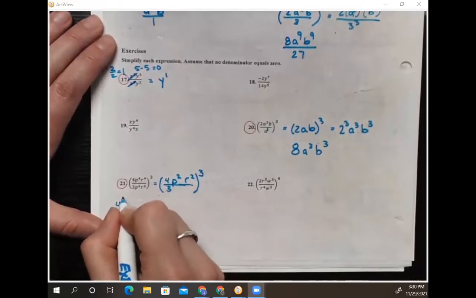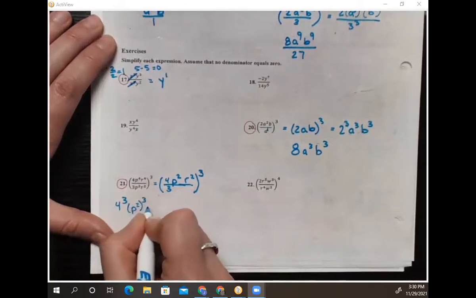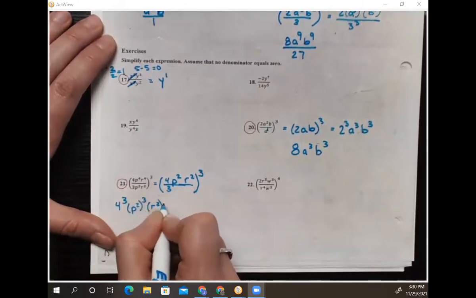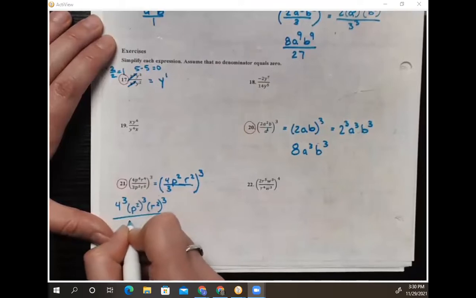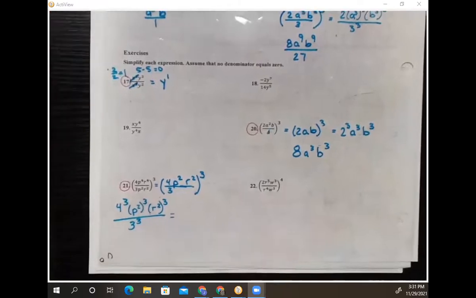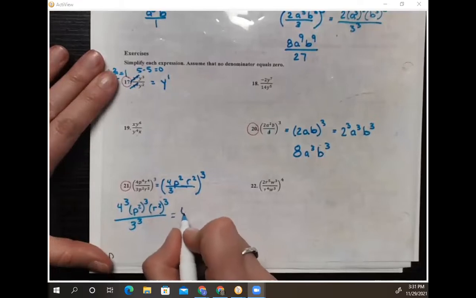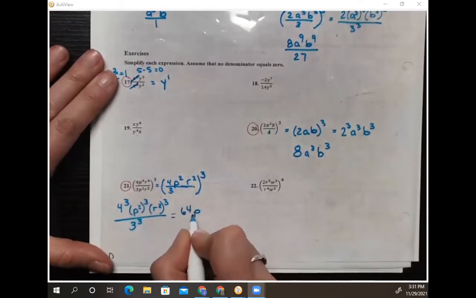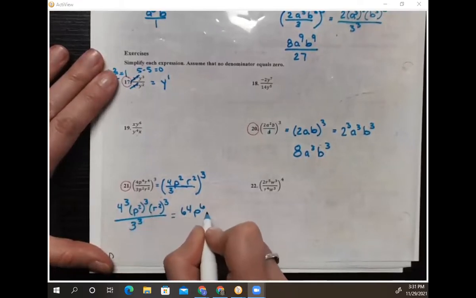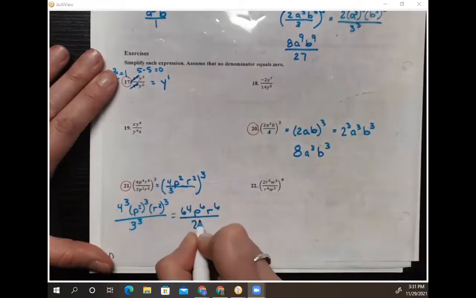So I would have 4 cubed, and then p squared cubed, r squared cubed, all over 3 cubed. So now as I continue to simplify, 4 cubed is 64. And then this would be p to the 6th, r to the 6th, over 27.